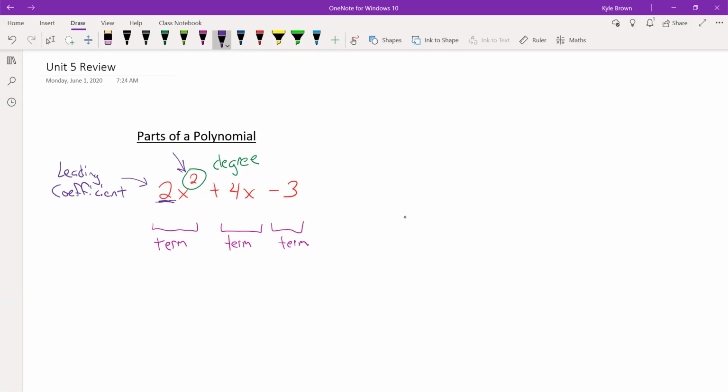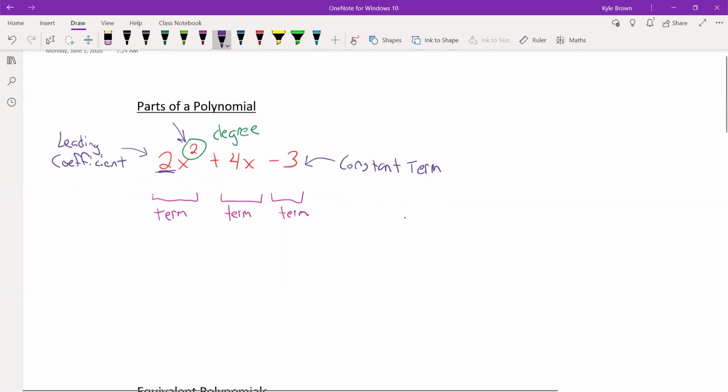Okay, and then our number on the end, if we have one, right? You wouldn't have to have one with a polynomial. Our number on the end is going to be our constant term. Constant term. Okay. And I think, for the most part, that's pretty good.